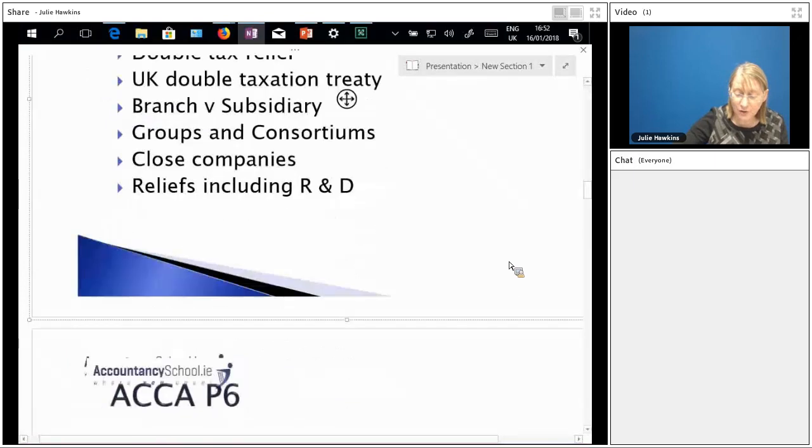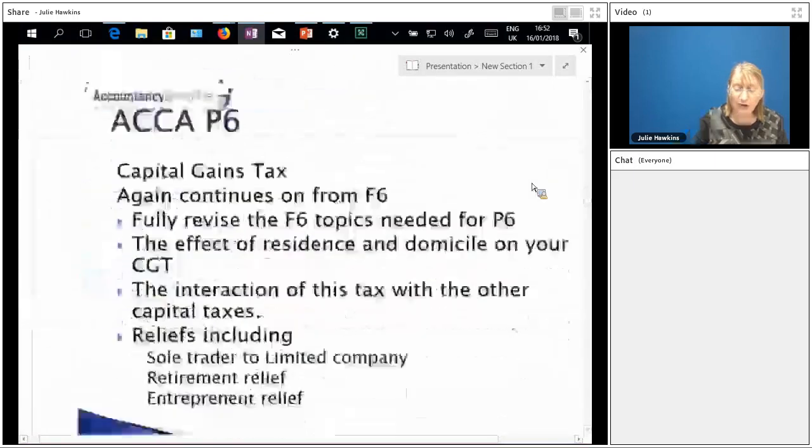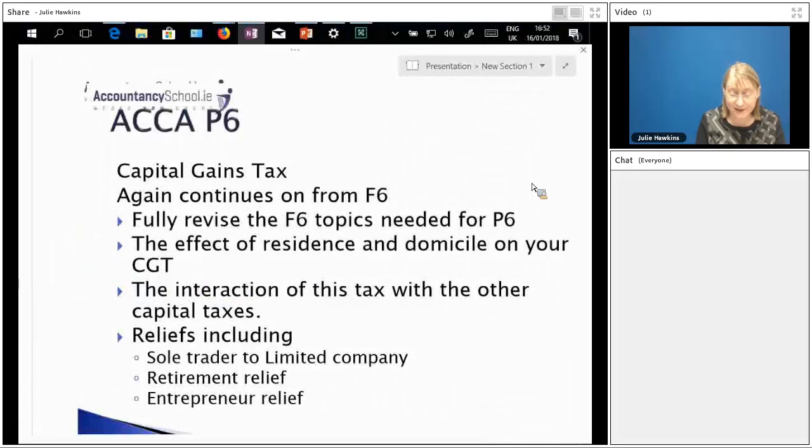We also do a lot more on our capital gains tax. Now, as this is a very important tax in P6, I actually spend a little bit of time revising what we did in F6 before I move on to the P6 topics, as we really do need our F6 knowledge for capital gains. So I do spend a little bit of time going back over that, making sure that we all remember our F6, because for a lot of us it could be a long time since we did F6 or we could have got an exemption.